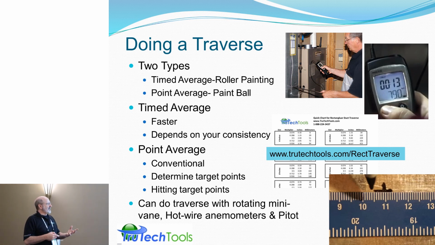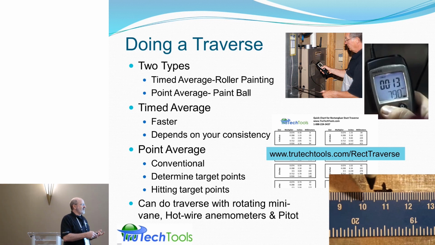Timed averages, getting into a little bit more detail there. They can be a little bit faster, but it depends on your consistency. Again, if you're a good roller painter and able to do that consistently, and also acknowledging the hot wire and the pitot respond really quick, and the rotating vane, the mini vane, which we passed around, you've got to watch the display on that and see how it varies as you're moving it across the flow field. So be aware of your measuring technique. It makes a difference.